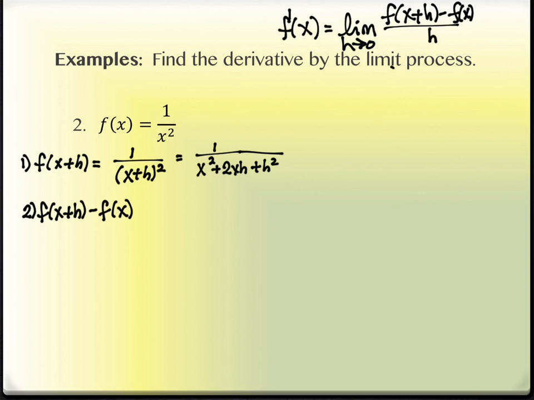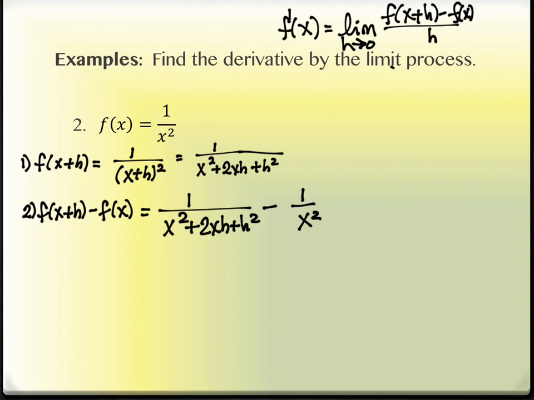Step 2 is to take the f of x plus h and subtract f of x. So on this step, I have this expression I got before, and I'm going to subtract the original function I was given. That's going to be even more messy. This one becomes even more messy. This is the exception to the rule that I mentioned, the process that I mentioned last time. This will be messier. What do you have to do in order to subtract fractions?